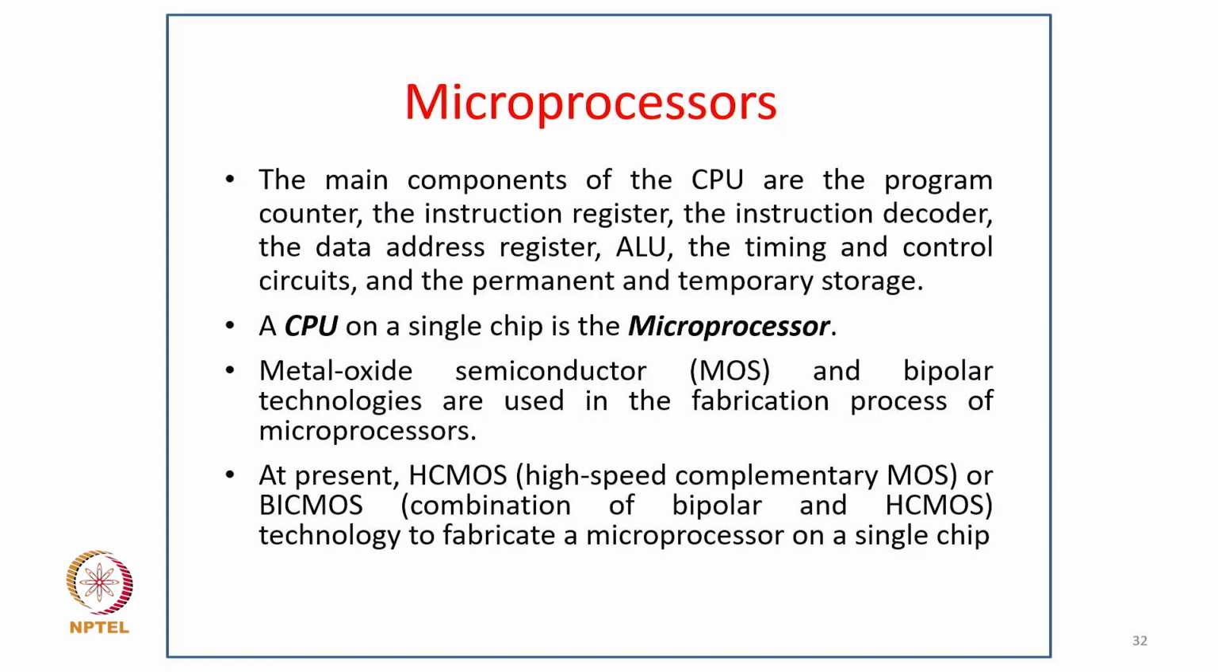Starting from the microprocessors, which were initially used, the main components of a central processing unit are the program counter, the instruction register and the instruction decoder, the data address, arithmetic logic unit, the timing and control circuit, and the permanent and temporary storage. A central processing unit on a single chip is called a microprocessor, and metal oxide semiconductor MOS and bipolar technology are used in the fabrication process of microprocessors. At present, HCMOS, high-speed complementary MOS, or BiCMOS, a combination of bipolar and MOS technology, is used to fabricate microprocessors on a single chip.